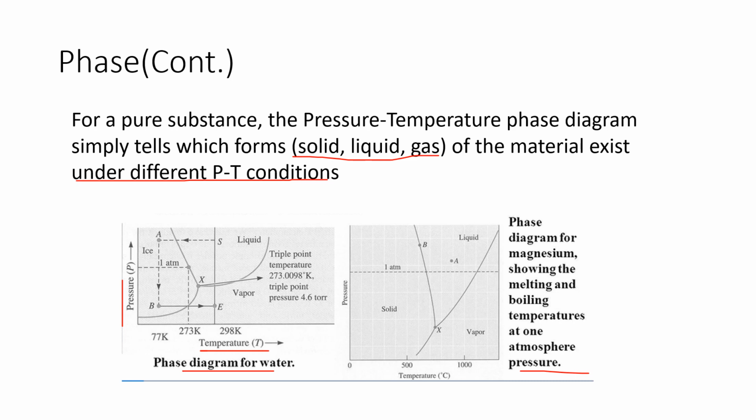The substance is water. If we look at the phase diagram, we can see three types of phases of water: ice, liquid and vapor at different pressures and temperatures. For example, at point A, we can see the phase region is ice.